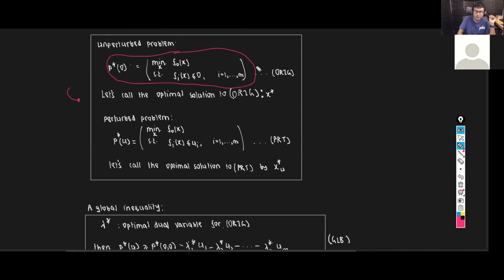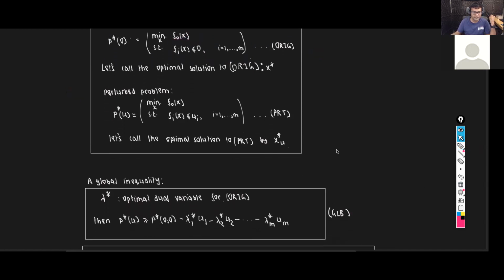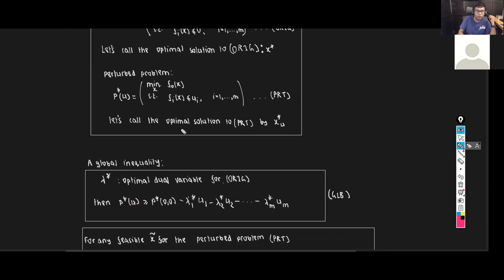So we have solved this. And when we solve this, we also solve the dual, right? Let's say the dual multiplier corresponding to all these inequality constraints is lambda star. This is what I mean when I say that lambda star is the optimal dual variable for the original problem. If this is the case, then the optimal value of the perturbed problem can be lower bounded by the optimal value of the original unperturbed problem minus the sum of all the dual variables of the unperturbed problem, mind you.